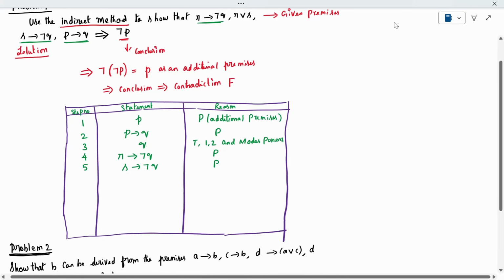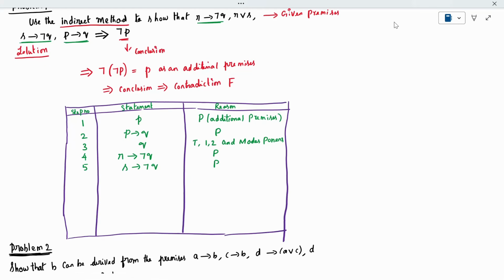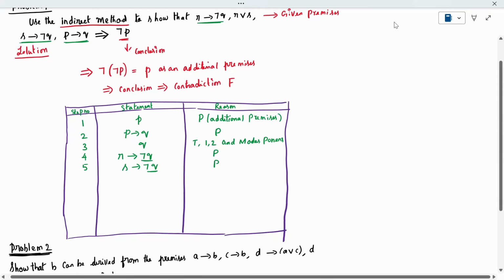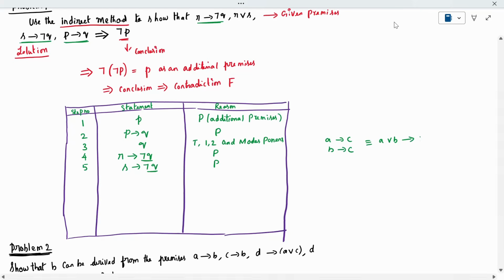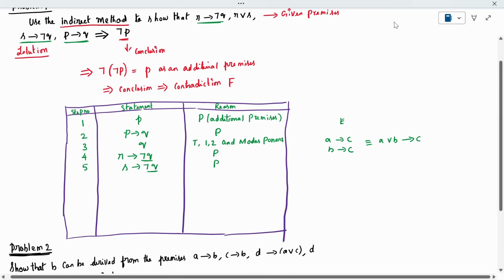Now you check what you can get. Here both have the same consequent, like A implies C, and some B also implies C. Then we can write it as A disjunction B implies C. This is called an equivalence rule. Repeatedly the same thing will be used in some of the laws. It is called an equivalence law.